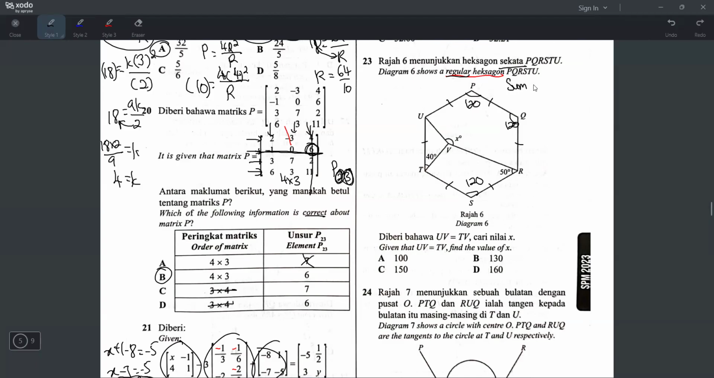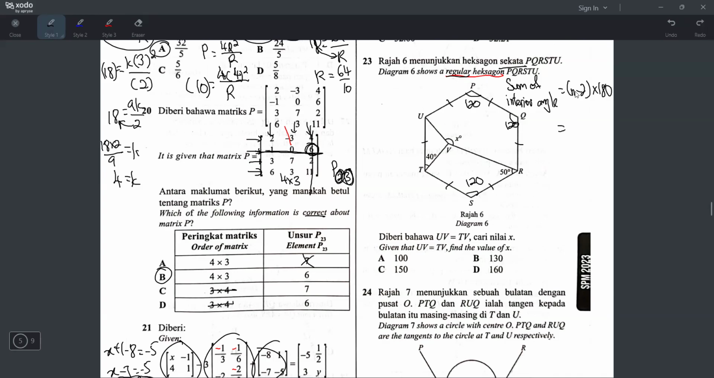Okay, so you learn about this formula, sum of interior angle. The formula is n minus 2 times 180. What is interior angle? Interior angle means sudut dalam. And what is sum? Sum is the jumlah. So this formula is to calculate jumlah sudut dalam.